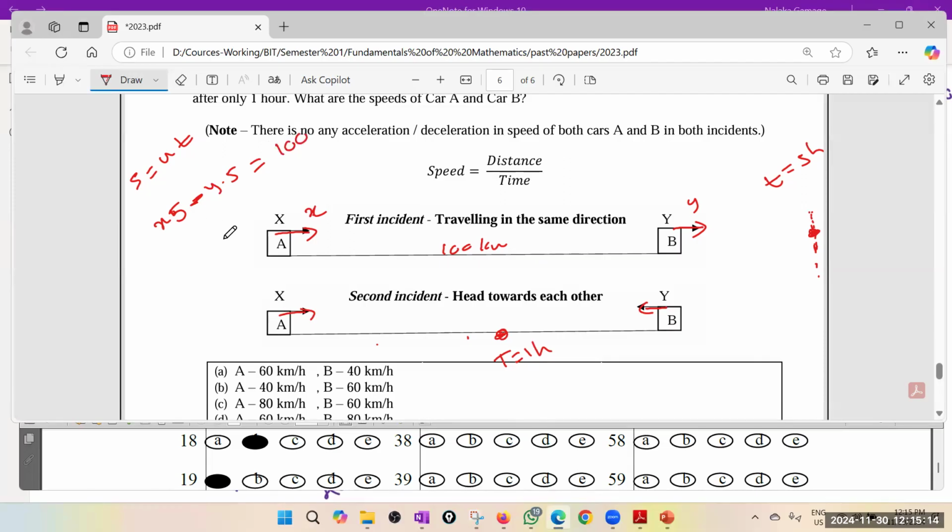Okay. From the second instance, I will take x. I assume that it's the same speed because anyway, the examiner has not mentioned otherwise. Otherwise, I can't do this question. Then x into t, sorry, x into 1 hour plus y into again 1 hour because after 1 hour they have met. I will say that is 100 kilometers. Here x into 5 minus y into 5 is 100. Here x into 1 plus y into 1 is 100 kilometers because the total is 100. Earlier the difference is 100. Okay, this distance minus this distance is 100.